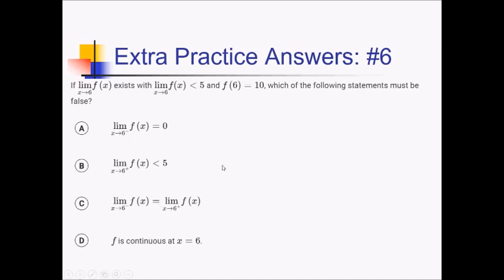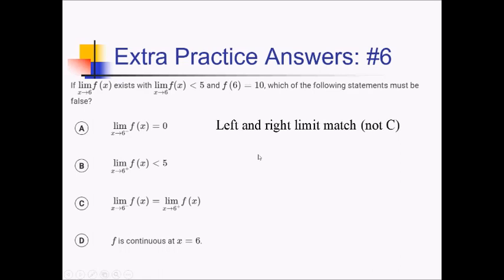Well, if the limit exists at 6, that means that the left and the right limit have to match. So that already eliminates choice C. This has to be true if our limit exists. And we're looking for the statement that's false on this one.